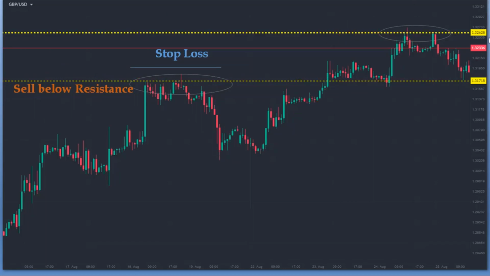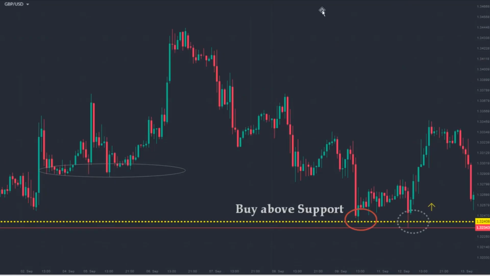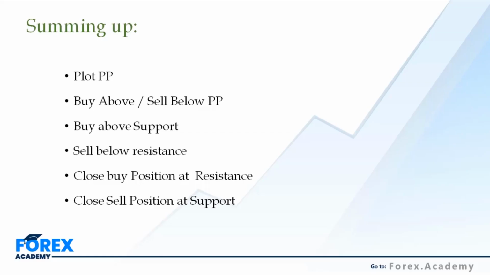So this is how we can trade the resistance, and this is how you can trade the support. When the market is above a support level, you are only supposed to take a buy position, because if you take a buy position, the chances are pretty nice that you will be making some really nice profits. And that's pretty much it.